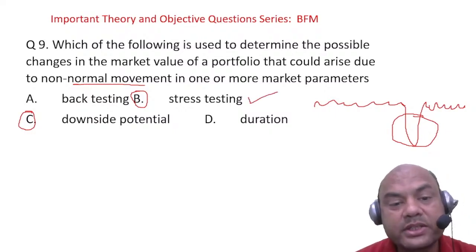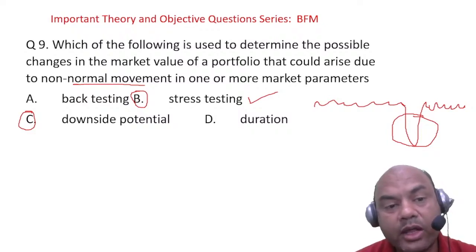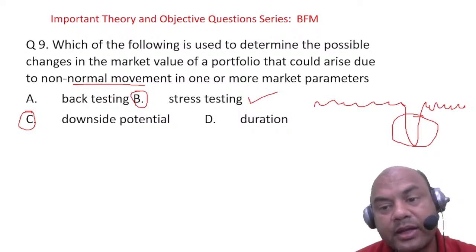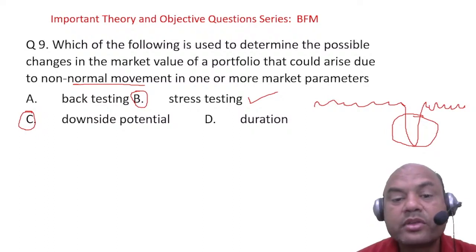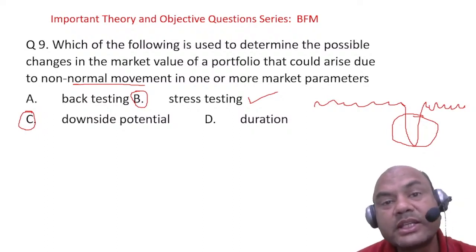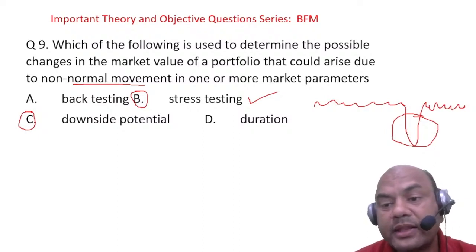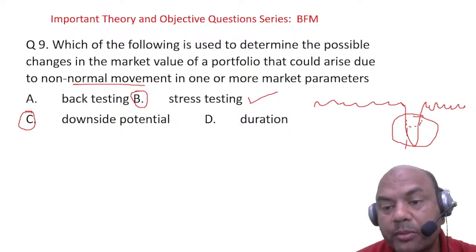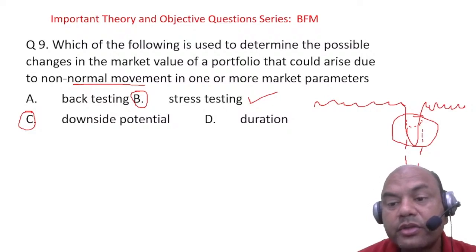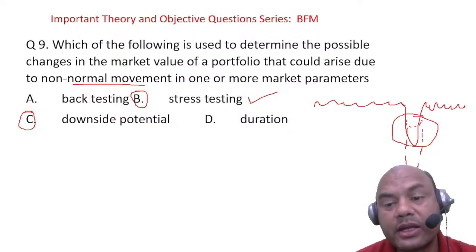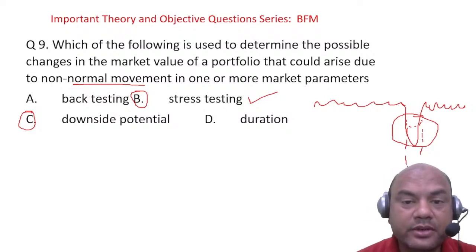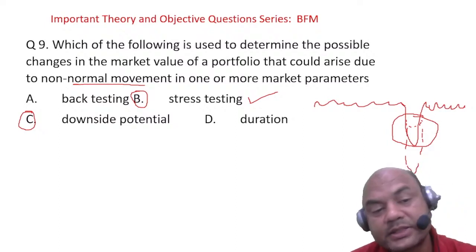Remember, just now I gave you the meaning of stress. What has not happened up till now? That's the meaning of non-normal movement. What has not happened up till now can happen, and that is used in stress testing. So in stress testing we use various scenarios. Can this graph go up to this part or up to here? What all scenarios can be there? All those scenarios are tested over here. So stress testing is the answer.